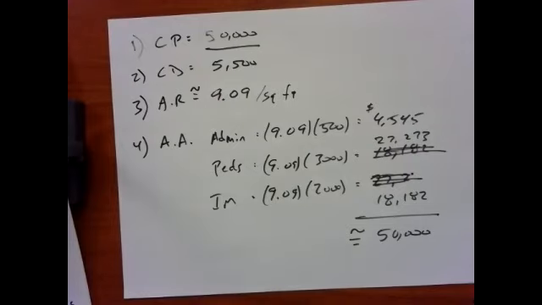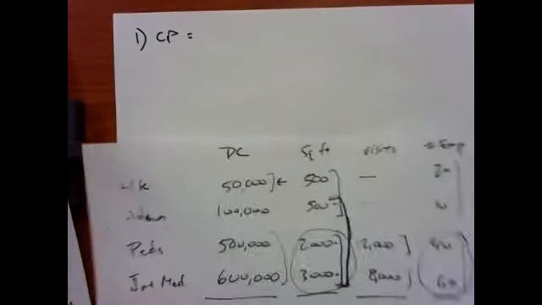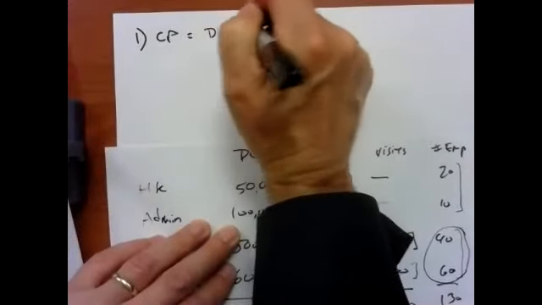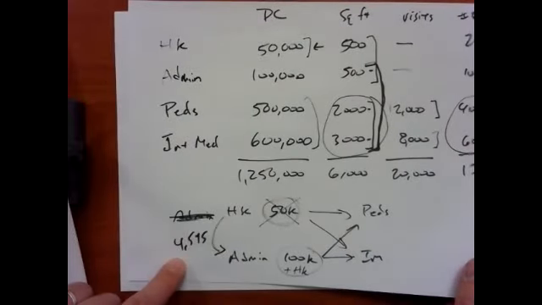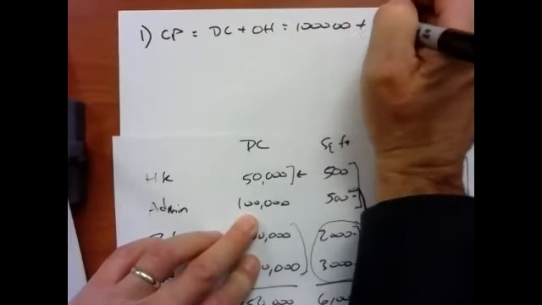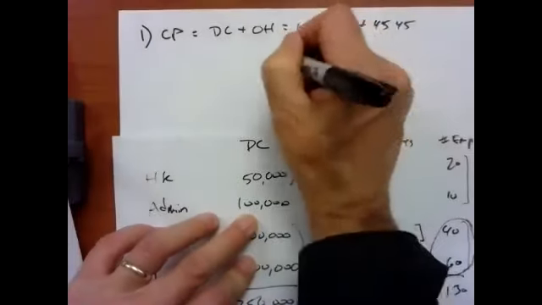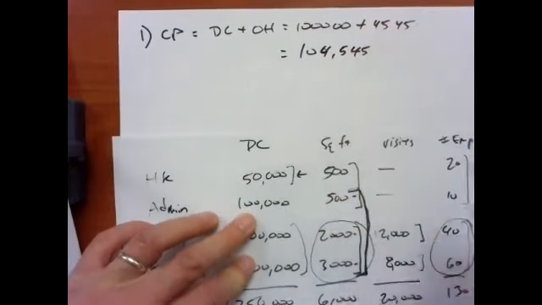So now when we go to allocate admin, we're going to do the same as the next step, right? Step one, cost pool. Okay, now it gets a little more complicated. It is going to be the direct cost of admin, the 100,000, plus the overhead that it's picked up, which was the 4,545 from housekeeping. So the cost pool now is 104,545, not 100.